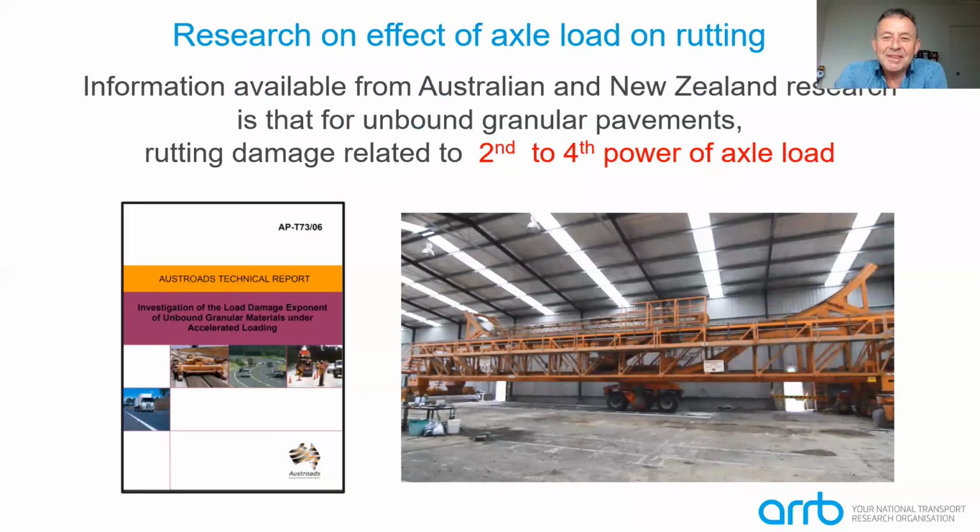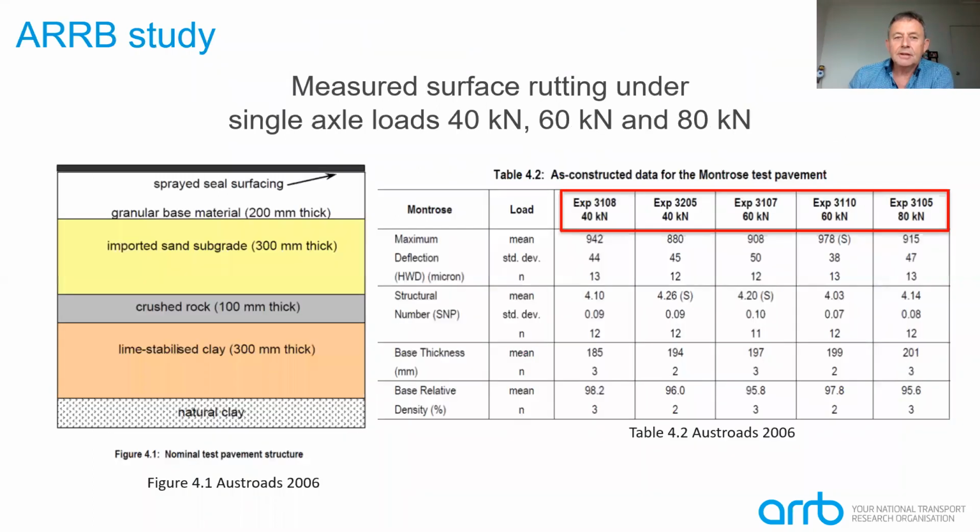Turning now to more recent information about the fourth power law, there have been accelerated loading experiments in Australia and New Zealand that looked at the rutting of granular pavements under different axle group loads. Basically, what's been concluded from that research is that the damage relates to somewhere between a second and a fourth power of axle group load. So it's largely confirmed the earlier use of the fourth power that's embedded in the ESAs. To give you an idea of what was done during that research, we built these test pavements, granular pavements with sprayed seal surfacings. You can see there, we applied different axle group loads to a single axle.